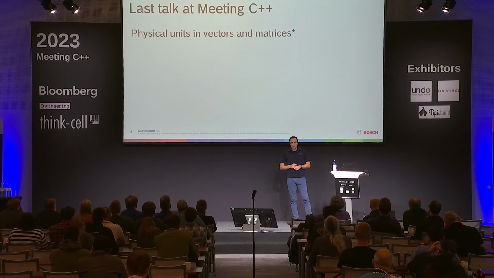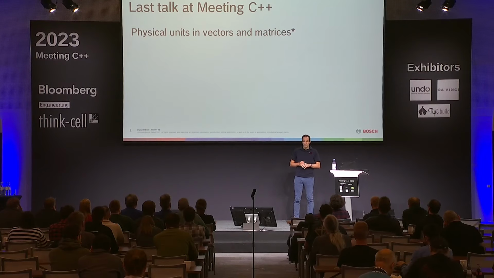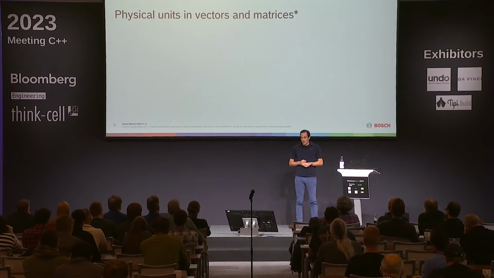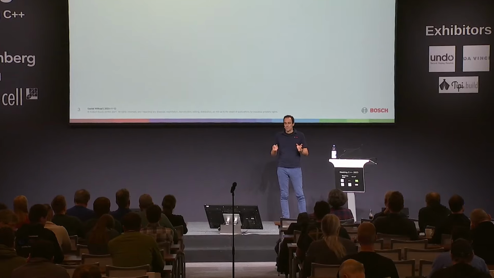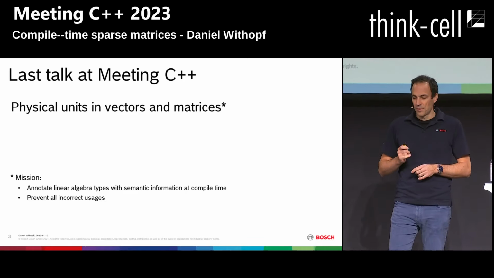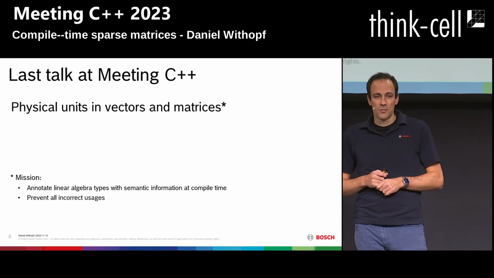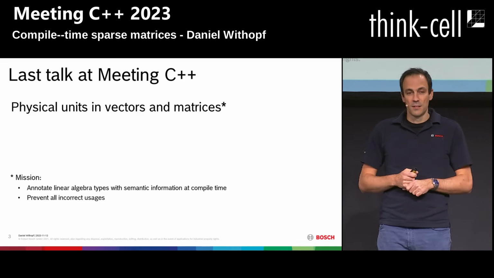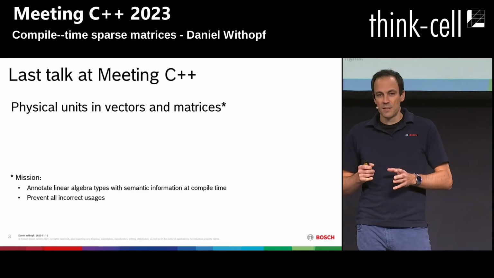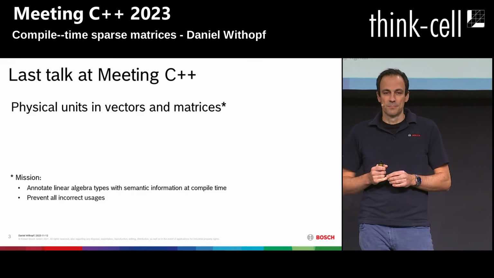So I gave a talk 2 years ago at this very conference when it still was completely online. And back then, the topic of the talk was physical units in vectors and matrices. So this was about how can we represent especially non-uniform physical units and vectors in matrices. For the uniform case, it's fairly easy. For the non-uniform case, it can get fairly complex. Back then, the mission statement or the goal was to annotate linear algebra types with semantic information at compile time.